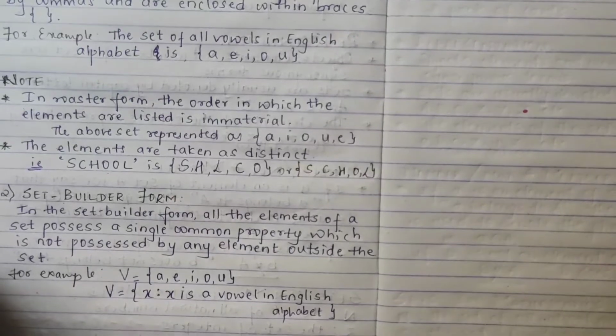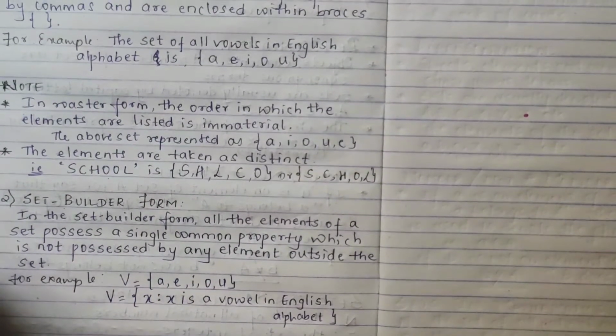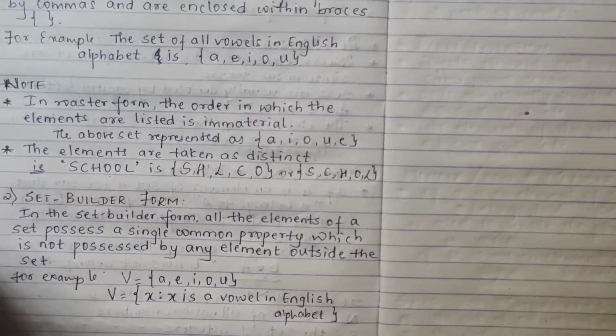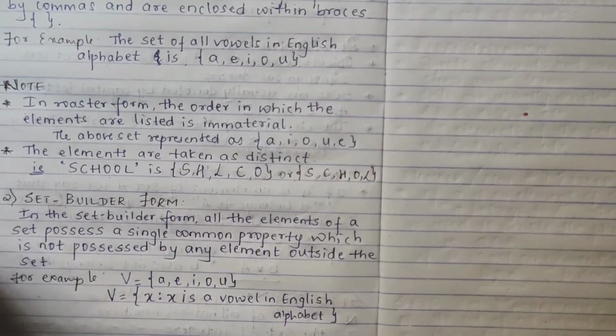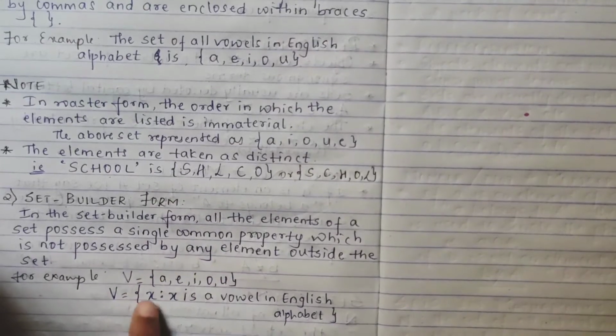For example, see this, you have vowels. Now a, e, i, o. You know these are vowels. That is your single common property, and that should be written in such a way. Except that you can take anything, y, z, anything. It is just a variable. This whole part we are just representing as x.